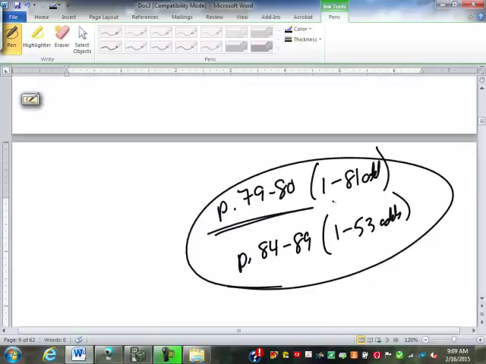By the way, page 79 and 80, 1 through 81, the odds. Page 84, 89, 1 through 53, the odds.